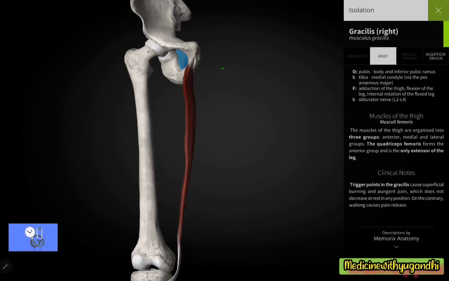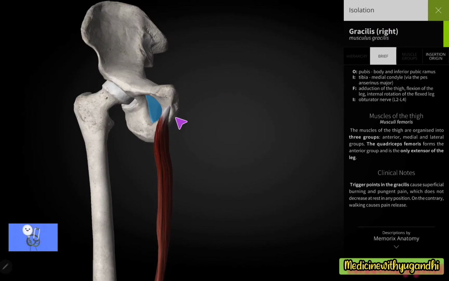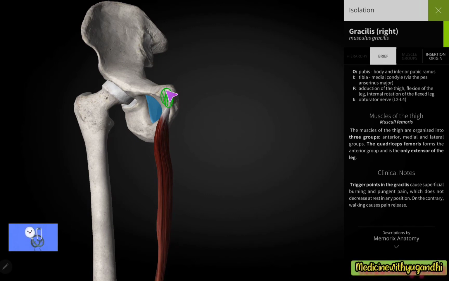Now coming to the origin of the gracilis muscle. As I already said, this is the body of the pubis. Here you can see this gracilis muscle takes its origin from the lower half of the body of the pubis, on the medial side of the lower portion of the body of the pubis. This entire portion is the body of the pubis.